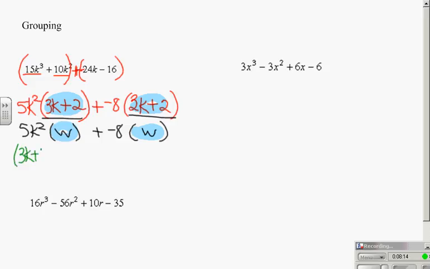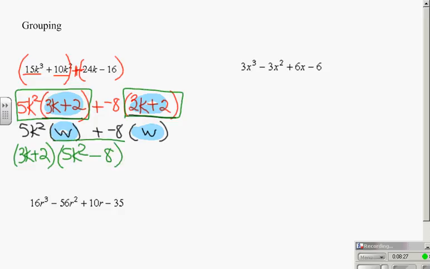The quantity is just the same. I can pull out 3k plus 2 as a common factor. If I divide that out of this first term, I'm left with 5k squared. If I divide it out of the second term, I'm left with negative 8. And that is fully factored and pretty fun.